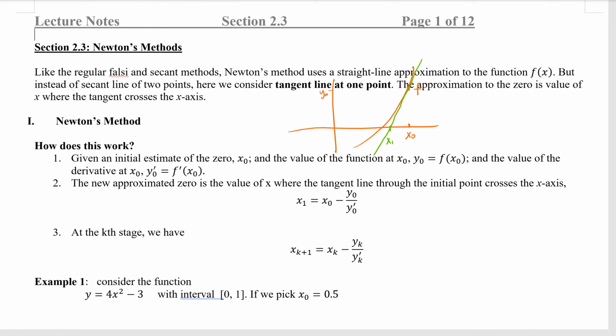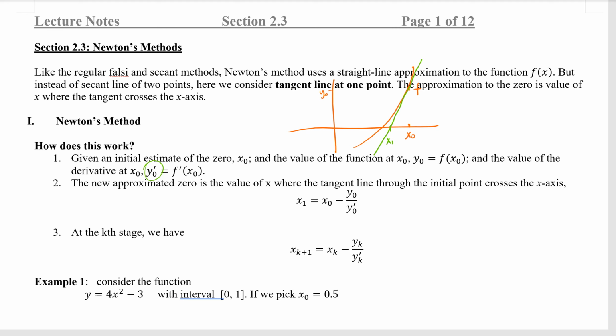Okay, so how does this work? Given the initial estimate of the 0, x0, the value of the function at x0 is y0, and the value of the derivative, y0 prime, is the derivative f prime evaluated at x0. Then the new approximate 0 is the value of x where the tangent line through the initial point crosses the x-axis.